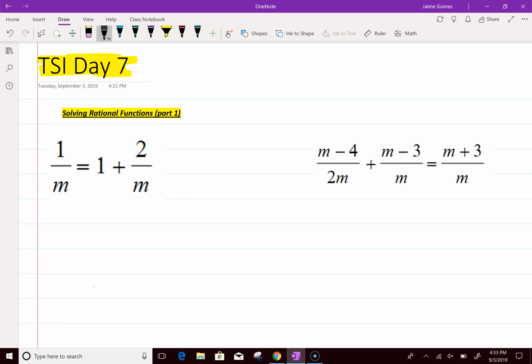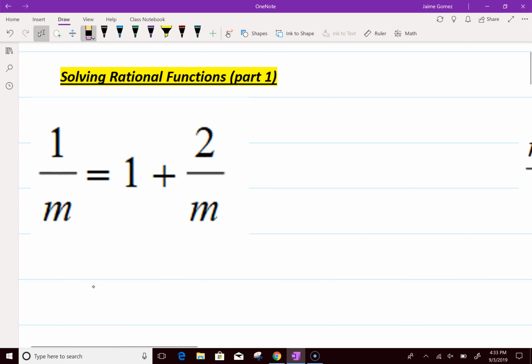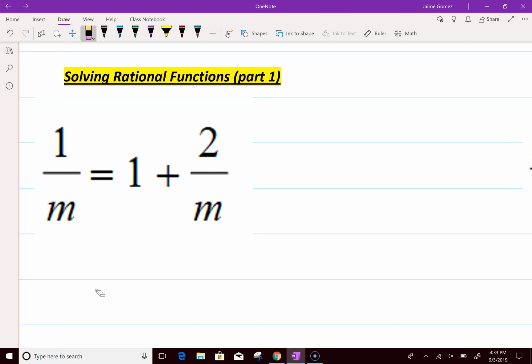So the first thing we're going to do is solve rational functions. This is number 1.